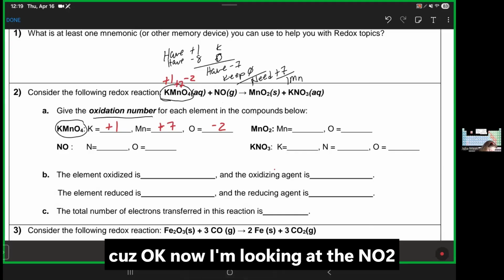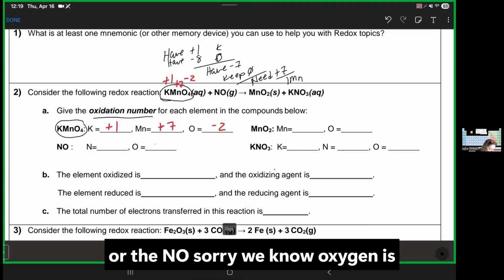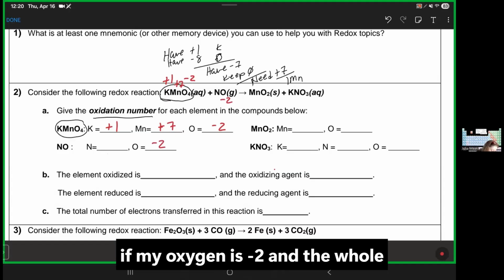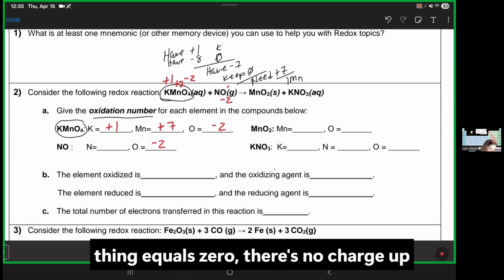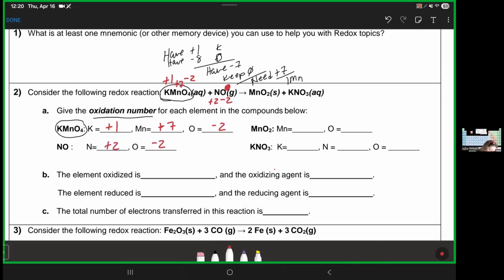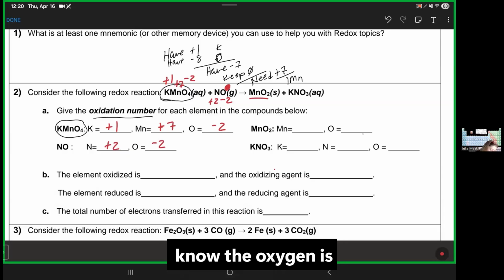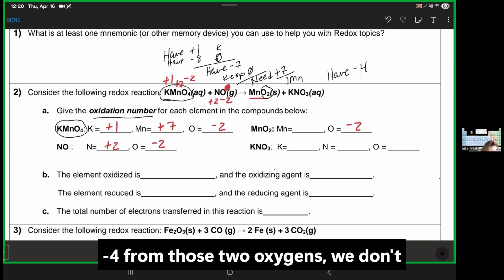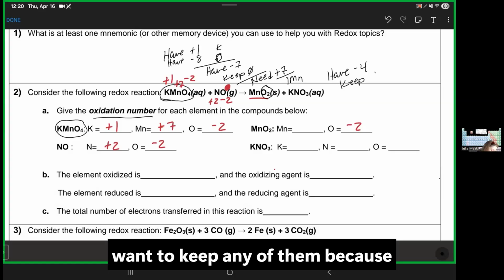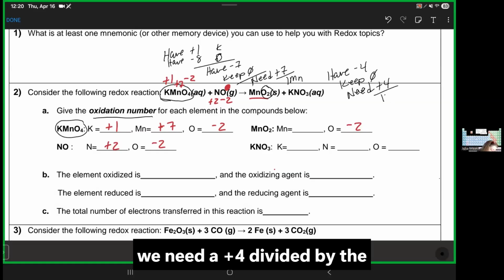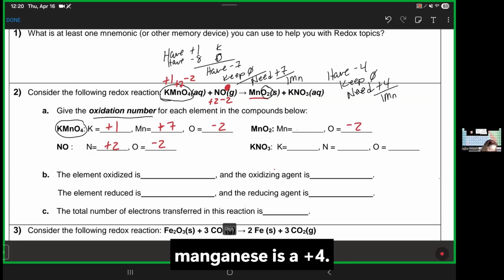Now I'm looking at the NO, sorry, we know oxygen is -2. If my oxygen is -2 and the whole thing equals 0, there's no charge up here, nitrogen has to be a +2. And my MnO2, we know the oxygen is -2. So we have -4 from those 2 oxygens. We don't want to keep any of them because there's no charge on the compound. So we need a +4 divided by the 1 manganese that's there. That manganese is a +4.